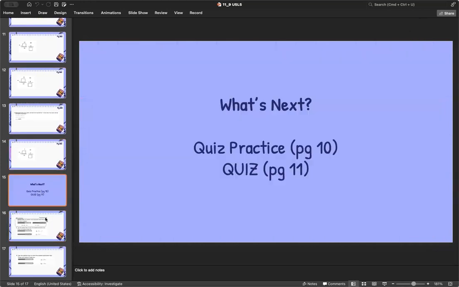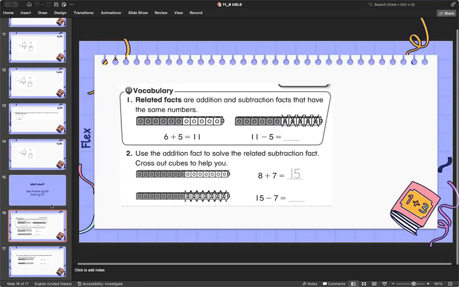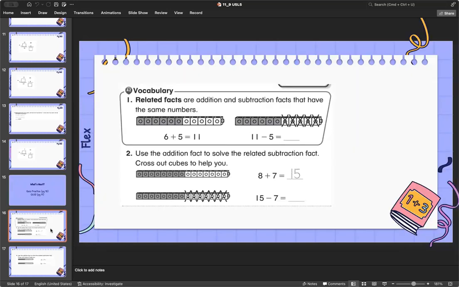You do have a quiz today, so you can jump in there and take that, or you can jump into the Flex Your Brain and you'll pause, work with your learning coach. Again, they're just fact families, playing with numbers. That's all you're doing. Next page.